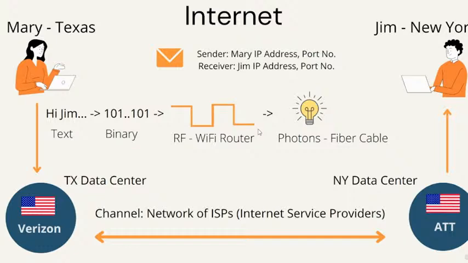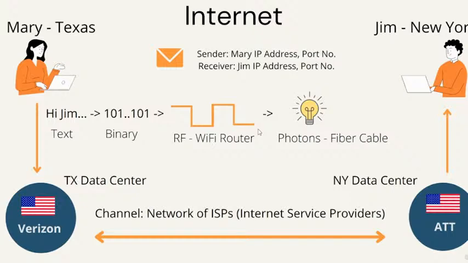Her laptop takes this text as an input and converts this into a binary information. This information is further converted by her laptop into a radio frequency signal, which connects her laptop to her Wi-Fi router. Her laptop also adds her IP address of her laptop to this digital packet and forwards this packet to the Wi-Fi router.